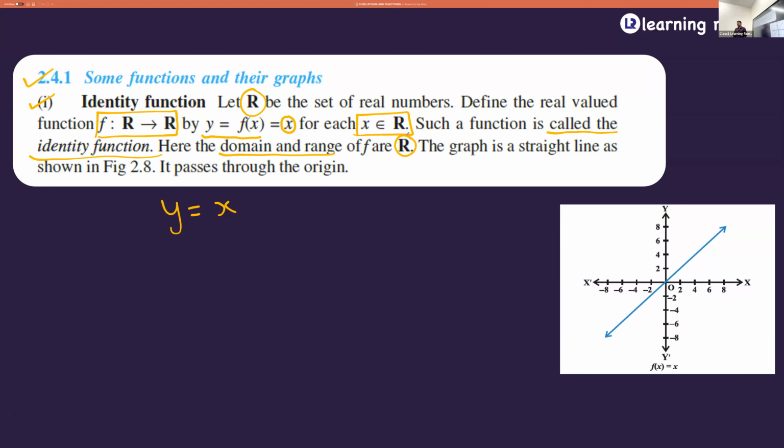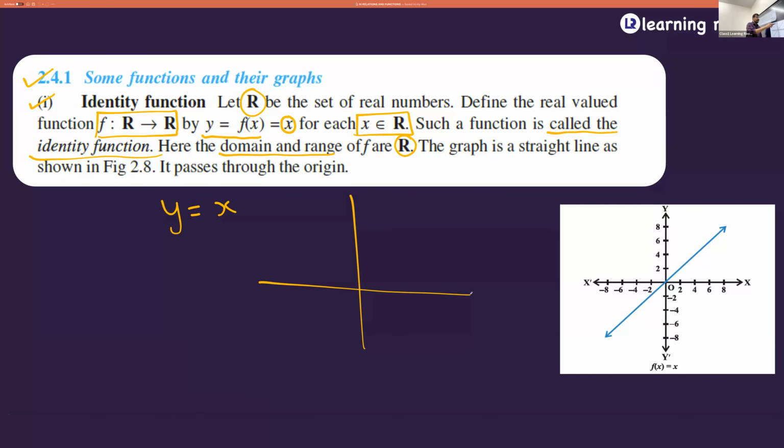Obviously, the graph is going to be a straight line. We know that a linear equation in two variables is a straight line. So y is equal to x is going to be a graph that is passing through the origin. So it's given here. See, this is going to be the graph that will pass through the origin, and it will be symmetric with respect to the first and the third quadrant.